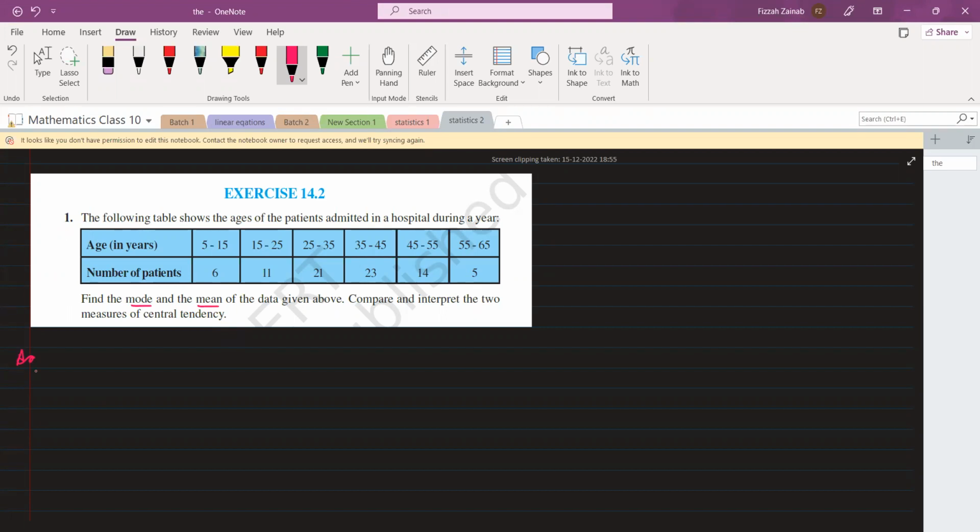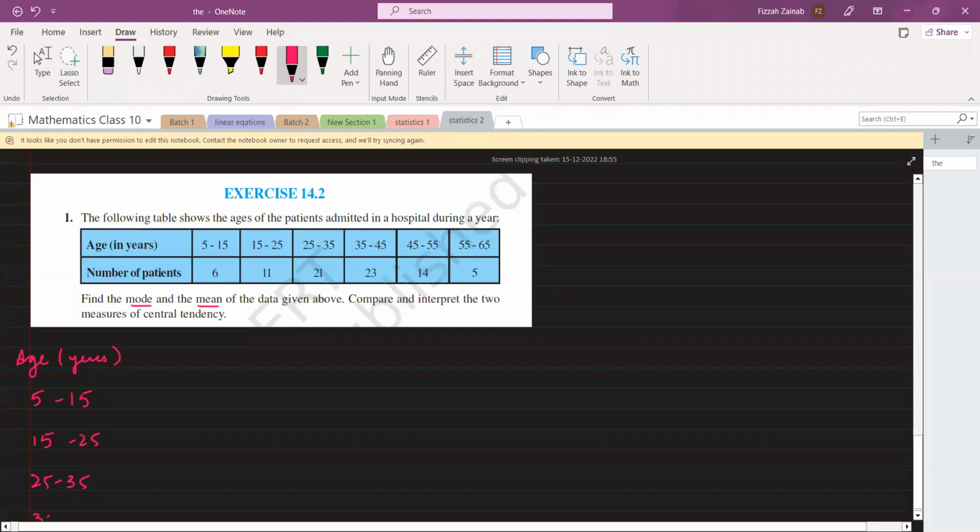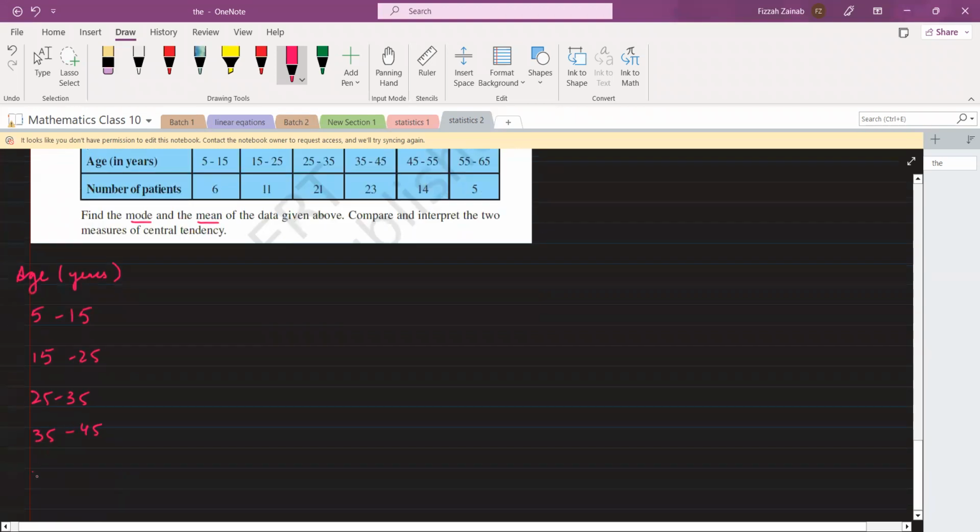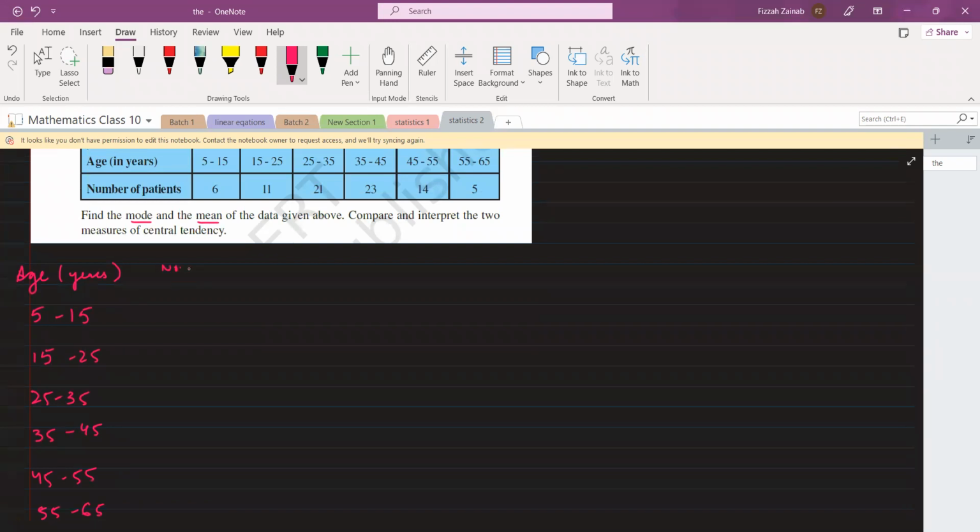You write age here in years. So that is 5 to 15, 15 to 25, 25 to 35, and 35 to 45. And you have 45 to 55, then 55 to 65. Then your number of patients. Now this is your fi, right? We denote by fi. 6, 11, 21, 23, 14, and 5.